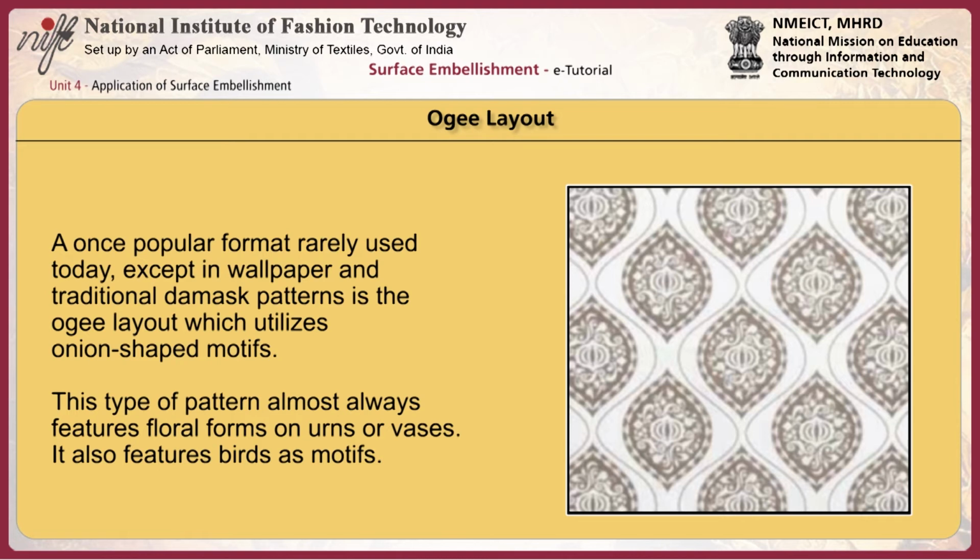A once popular format, rarely used today except in wallpapers and traditional damask patterns, is the Ogee layout, which utilizes onion-shaped motifs. This type of pattern almost always features floral forms on urns or vases. It also features birds as motifs.